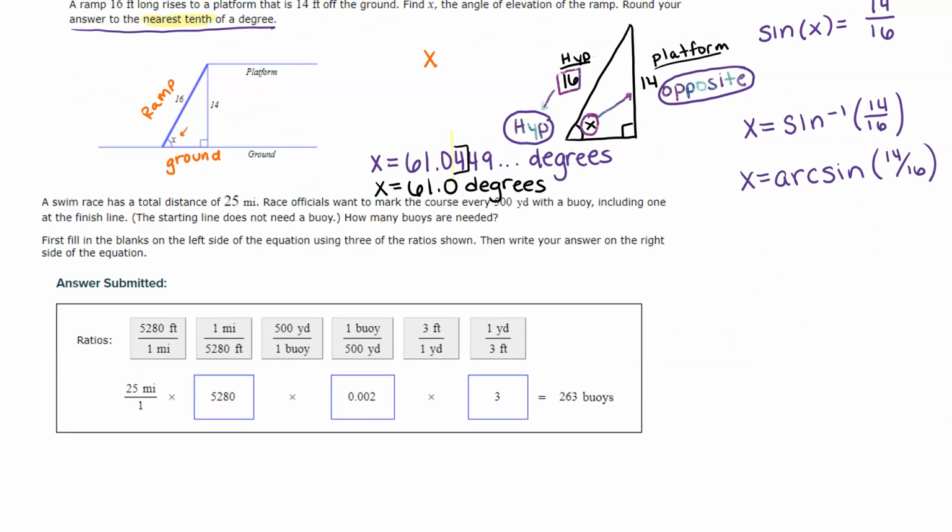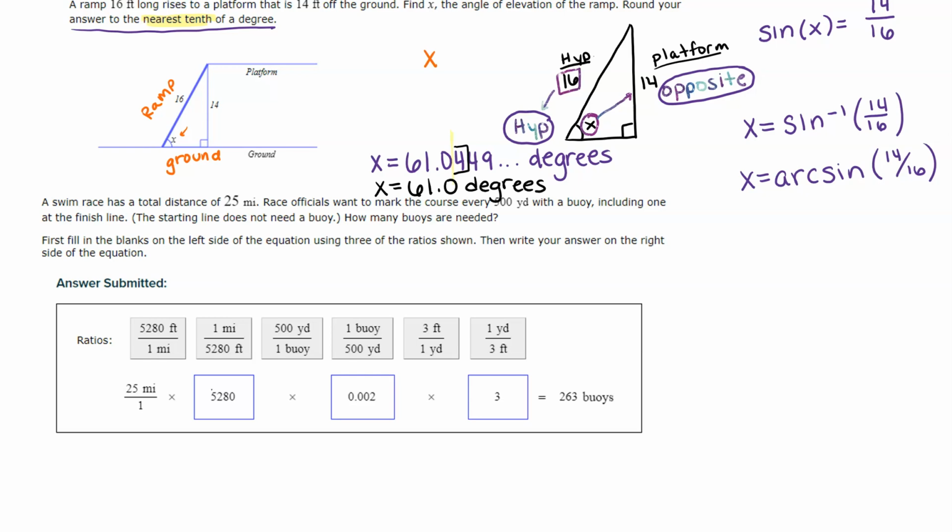And then the last question you had was about this word problem. A swim race has a total of 25 miles. Race officials want to mark the course every 500 yards with a buoy, including one at the finish line. The starting line does not need a buoy. How many buoys are needed?